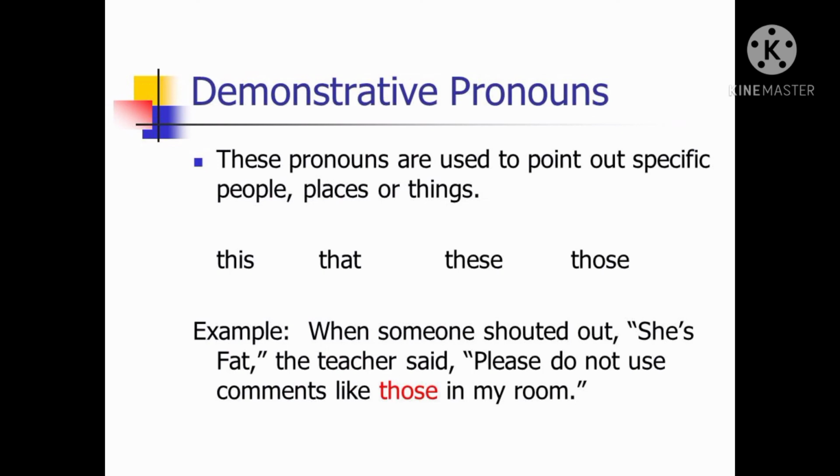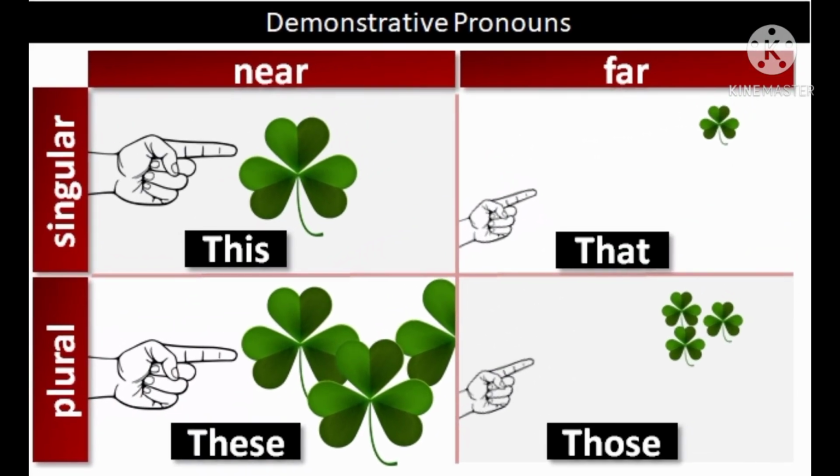So, this, that, these, and those are the demonstrative pronouns which we use to point out specific people, places, or things. Let's clear out the demonstrative pronouns with some examples. We use this, THIS, to point out singular nouns. If that singular noun is within our reach and it's near us, we use this. But if that noun is far away, then we need to point it out by saying that, THAT.